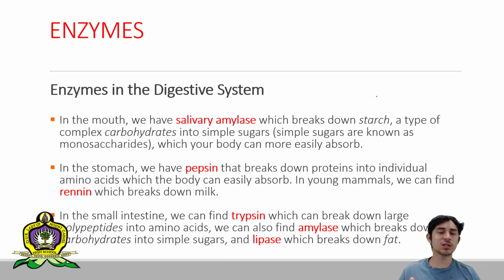So in the digestive system, normally we will find digestive enzymes which are responsible for the breakdown of large food substances into smaller food substances that can be readily absorbed into the body. So let me talk a little bit more about the process of breaking down and the process of building.